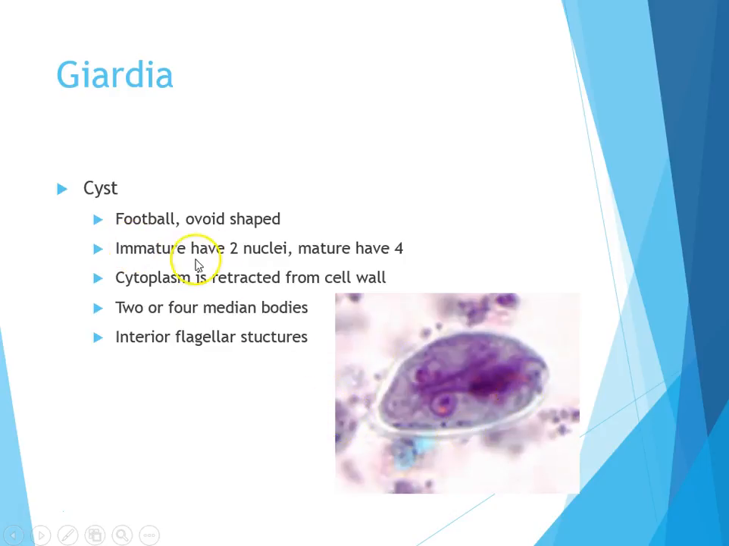They have 2 or 4 nuclei. The immature cysts have 2 and the mature ones have 4. The cytoplasm is retracted from the cell wall. This is what this white space is around this organism. It has 2 or 4 median bodies and interior flagellar structures. These little lines are flagellar structures, and when it turns into the troph, they're going to extend out.